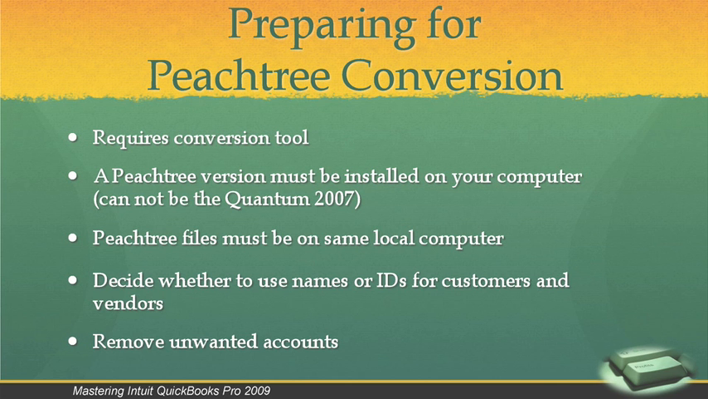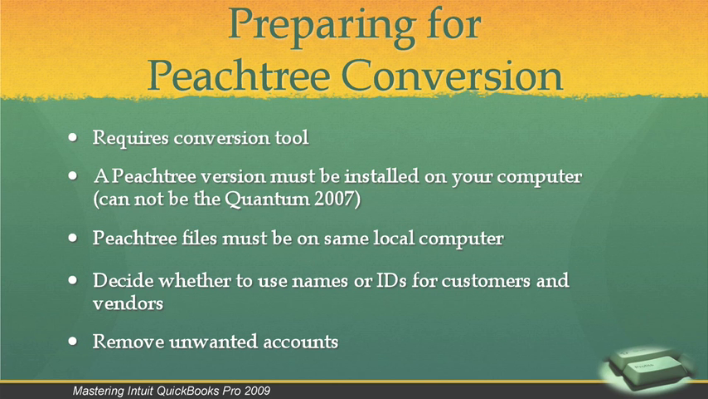When you work with Peachtree, a Peachtree version must be installed on your computer, and it can't be the Quantum 2007 version. Everything else works, but not Quantum 2007. Your Peachtree files must also be on the same local computer as the file you're trying to convert to, basically your local computer. And probably the biggest thing with Peachtree is deciding whether to use names or IDs for your customers and vendors.